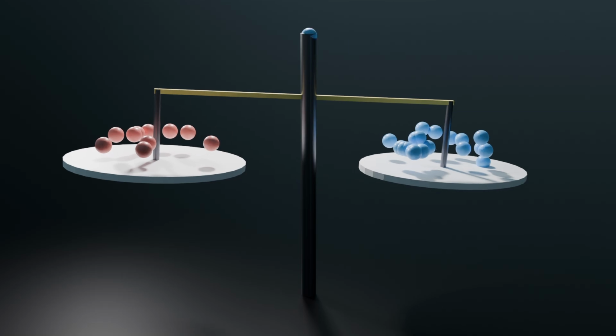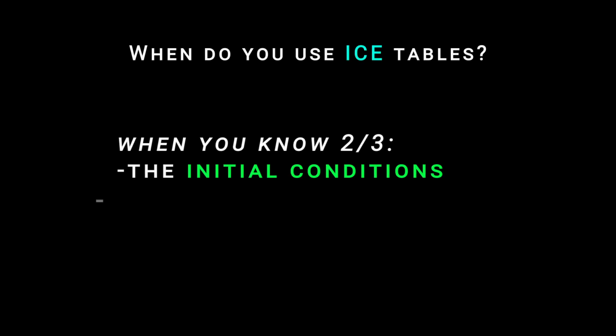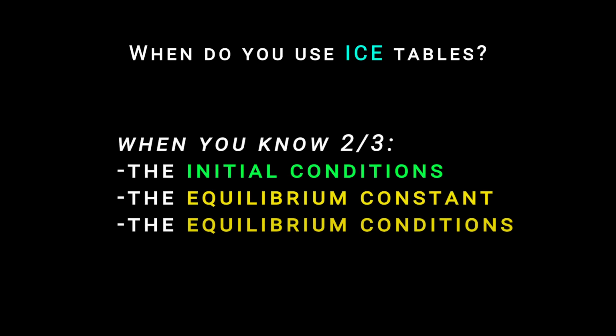Now let us look at solving equilibrium problems with an ICE table. ICE stands for initial, change, and equilibrium. Use an ICE table when you know two of the following pieces of information: initial conditions, equilibrium conditions, and the equilibrium constant. It is most common for such problems to ask for the equilibrium conditions, but you will always be given two pieces of information out of these three. You should be able to use an ICE table to solve for whichever piece is missing.